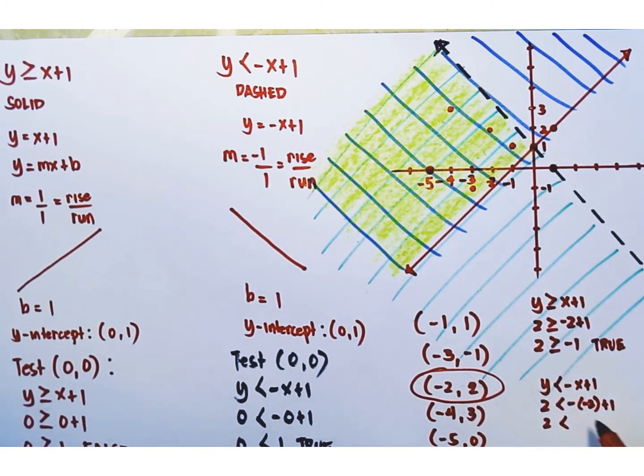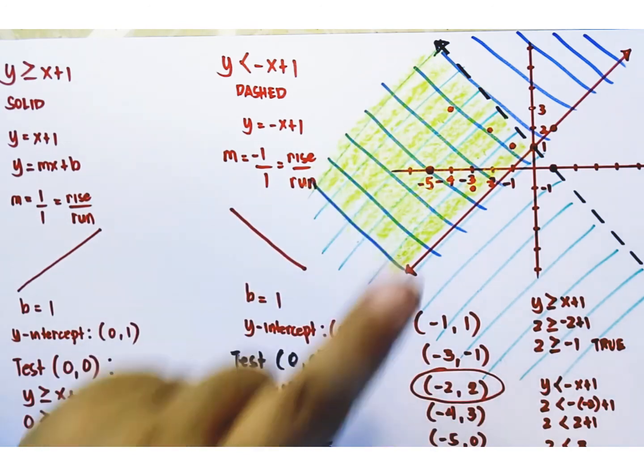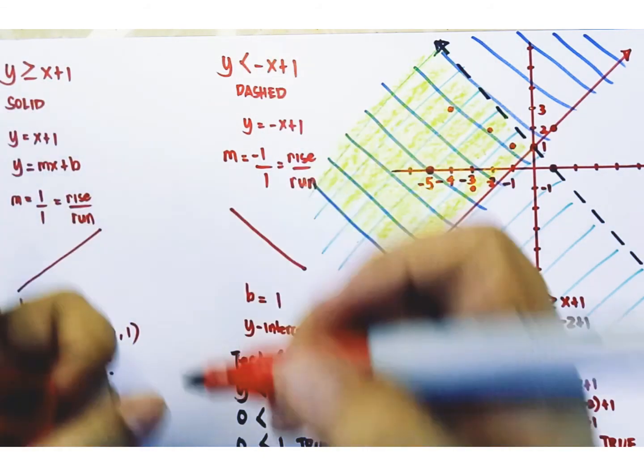Simplify the right side. Negative times -2 is +2 plus 1. 2 plus 1 is 3. Compare the two numbers. 3 is larger than 2. The open side of the inequality faces the larger number, so this is a true statement. Therefore, this point is a solution to the given system.